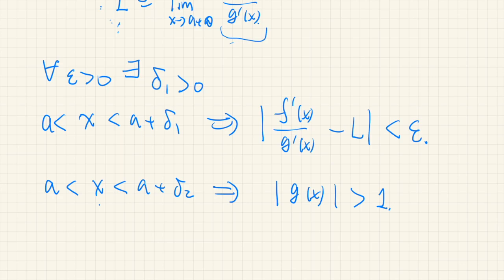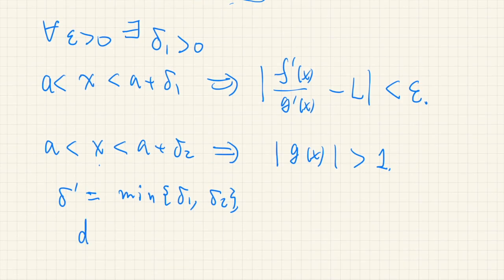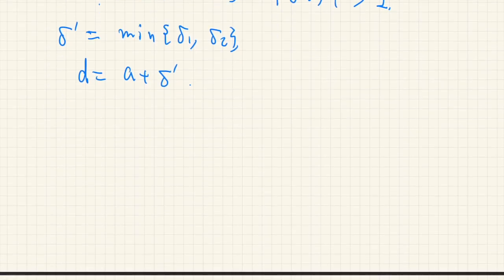Okay, next let delta prime be the smaller of delta 1 or delta 2. And let's define a constant d as a plus delta prime. And again, we apply Cauchy's mean value theorem.